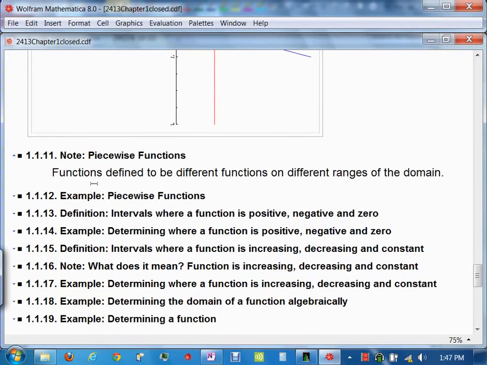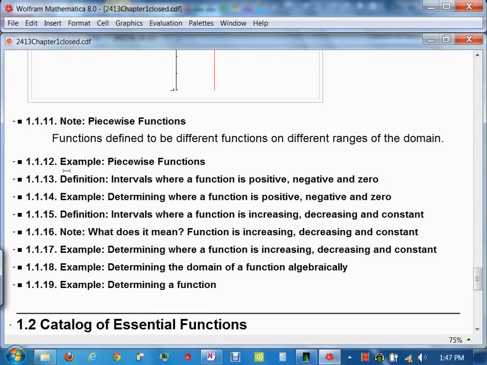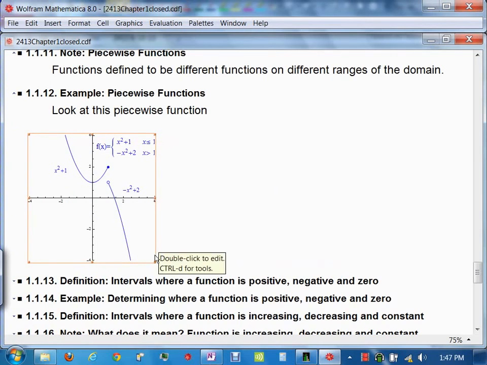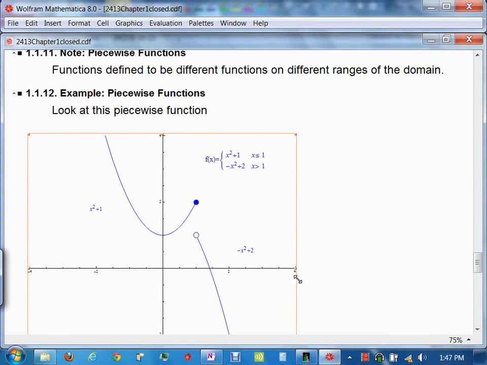Piecewise functions. Any function that is defined to be different functions on different ranges of the domain is called a piecewise function. So here's an example of a piecewise function.